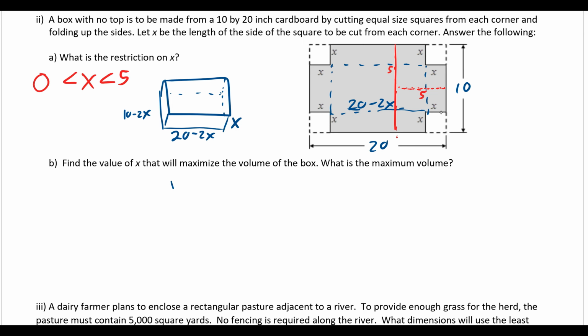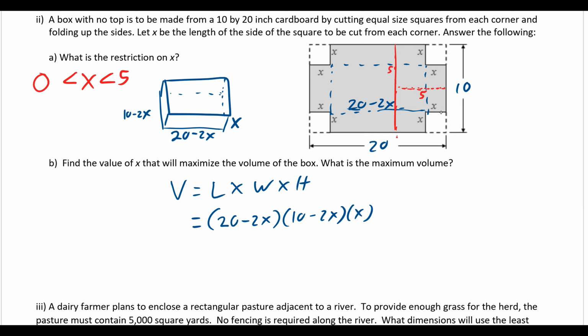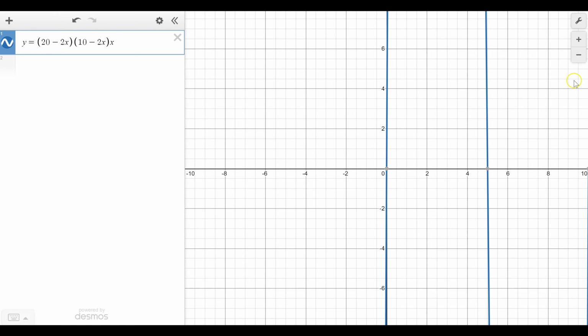So now we need a volume. And volume is length times width times height. And so our length here is, it doesn't matter the order, 20 minus 2x. Our width is 10 minus 2x times our height, x. And don't multiply this out. If you multiply it out, it's going to give you a headache, because if you make one little mistake, it won't come out right. So what you're going to do is just plug this exactly how it looks in Desmos. So like this, all I did was hit home, and now I'm back here.